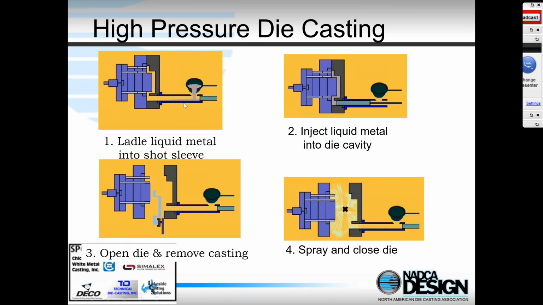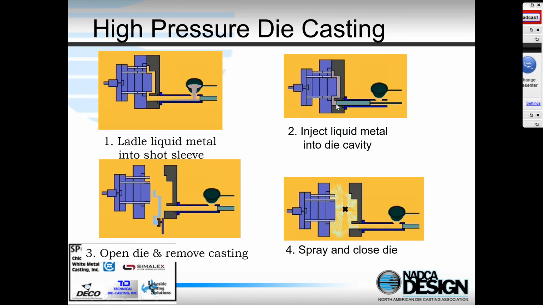And then we have this horizontal sleeve, and we ladle liquid metal into the sleeve. We can either do that by hand or, more commonly these days, with an automatic ladling machine. Then the plunger moves forward, hydraulically operated, under very closely controlled conditions, and we inject the metal into the cavity. The die cavity is shown here. This is where the metal is being injected.